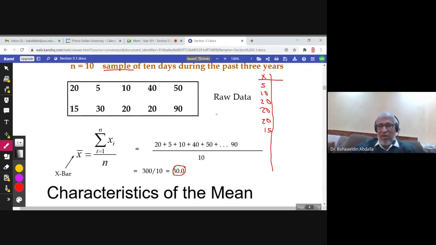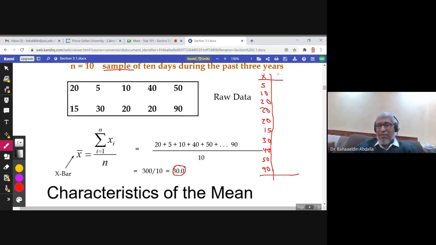2, 4, 6, these are 6 values, but then I have 30, but then I have 40, 50, and 90. 2, 4, 6, 8, 10. These are the 10 values.